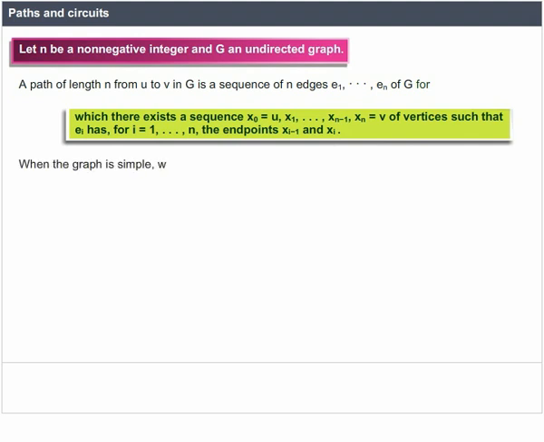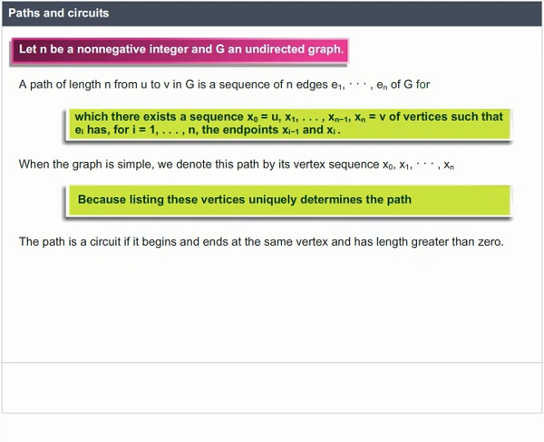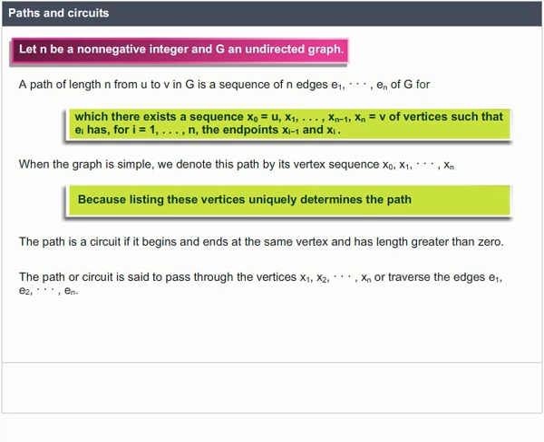When the graph is simple, we denote this path by its vertex sequence x0, x1, etc. xn, because listing these vertices uniquely determines the path. The path is a circuit if it begins and ends at the same vertex and has length greater than 0. The path or circuit is said to pass through vertices x1, x2, etc.